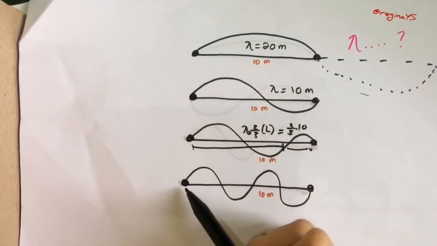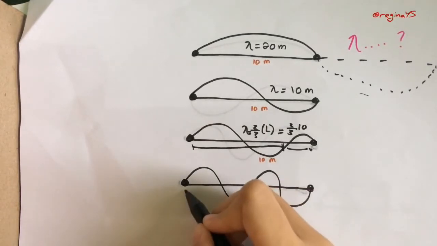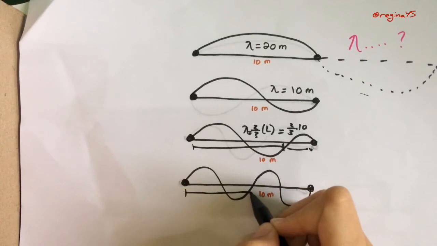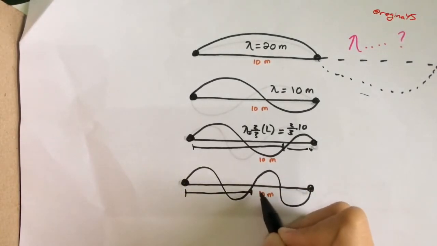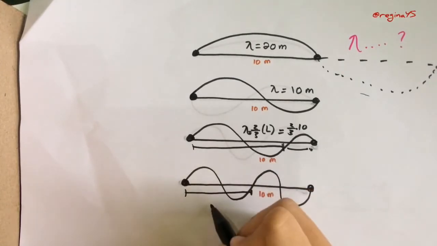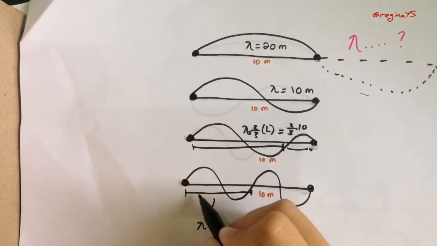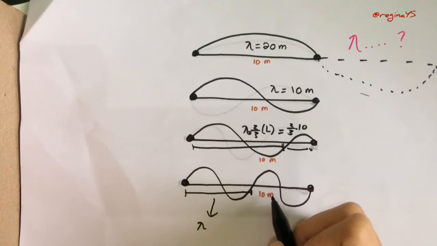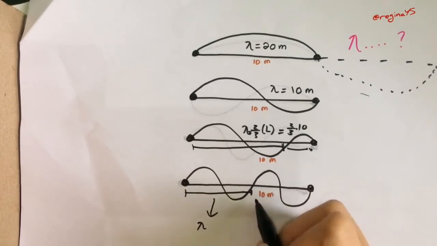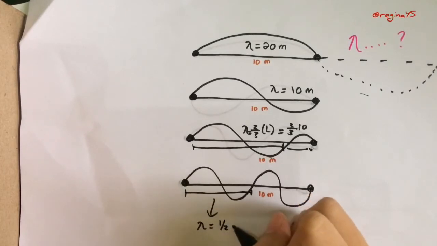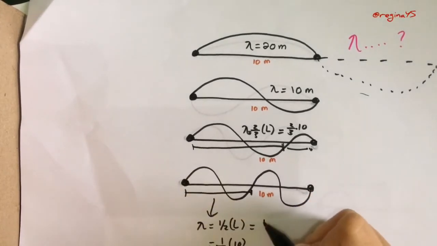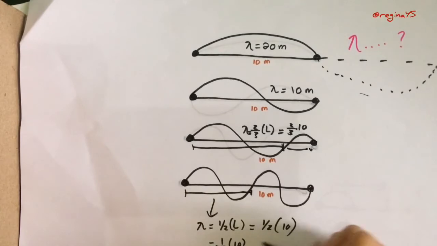Okay, and how about the fourth then? Well, the fourth one, we can see 1 lambda here, 1 lambda of the length of the string, which is half of it. So the lambda for the fourth harmonic, with the length of the string being 10 meters, will be half of L. This is half times 10, so it'll be 5 meters. Okay?